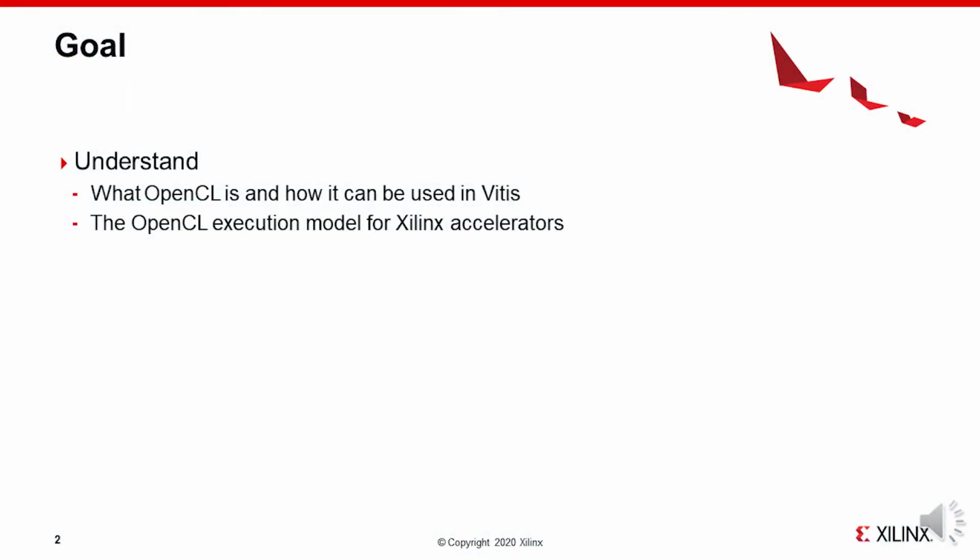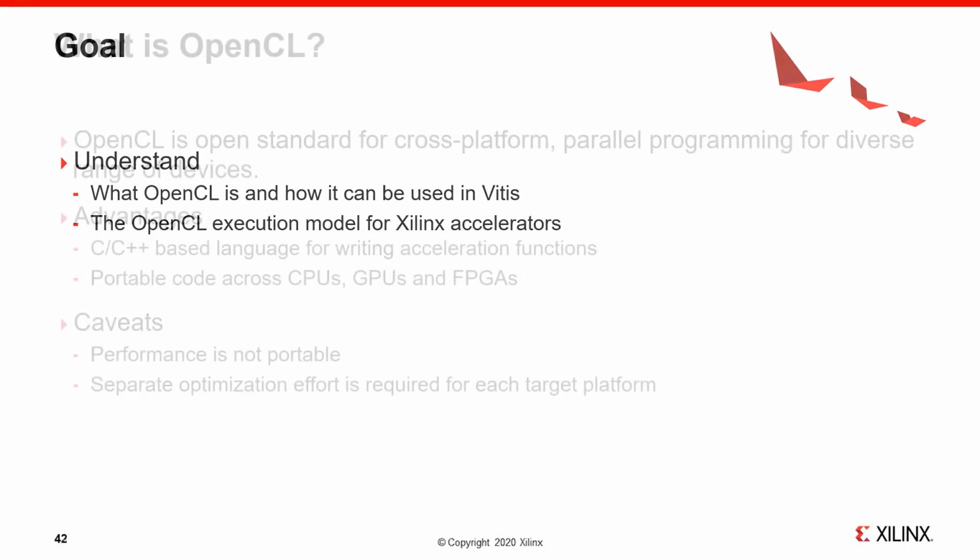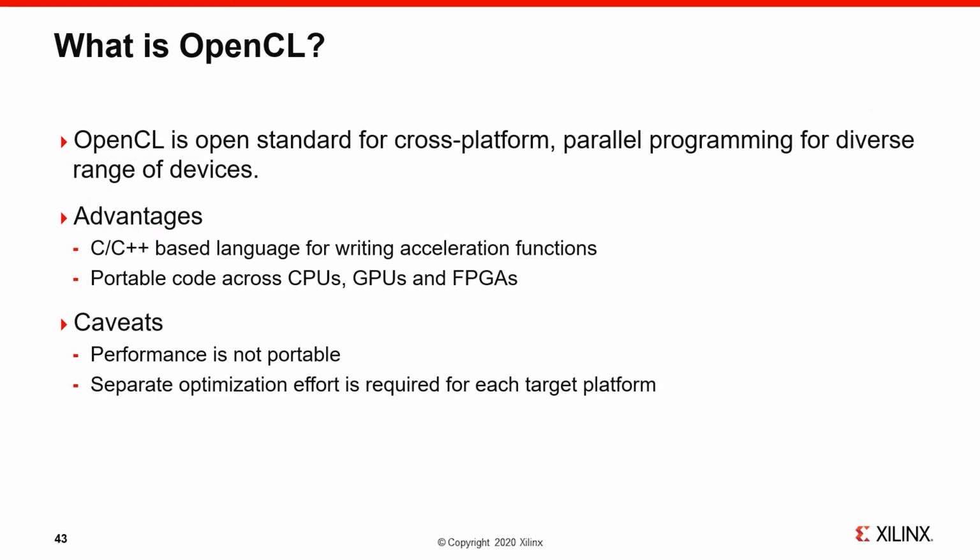The goal of this section is to understand more about OpenCL, how it is used in Vitis, and to understand the OpenCL execution model for Xilinx accelerators. OpenCL, or Open Compute Language, is an open standard framework for writing programs that execute on different heterogeneous platforms. OpenCL can be used to write code for CPUs, GPUs, FPGAs, and other devices.